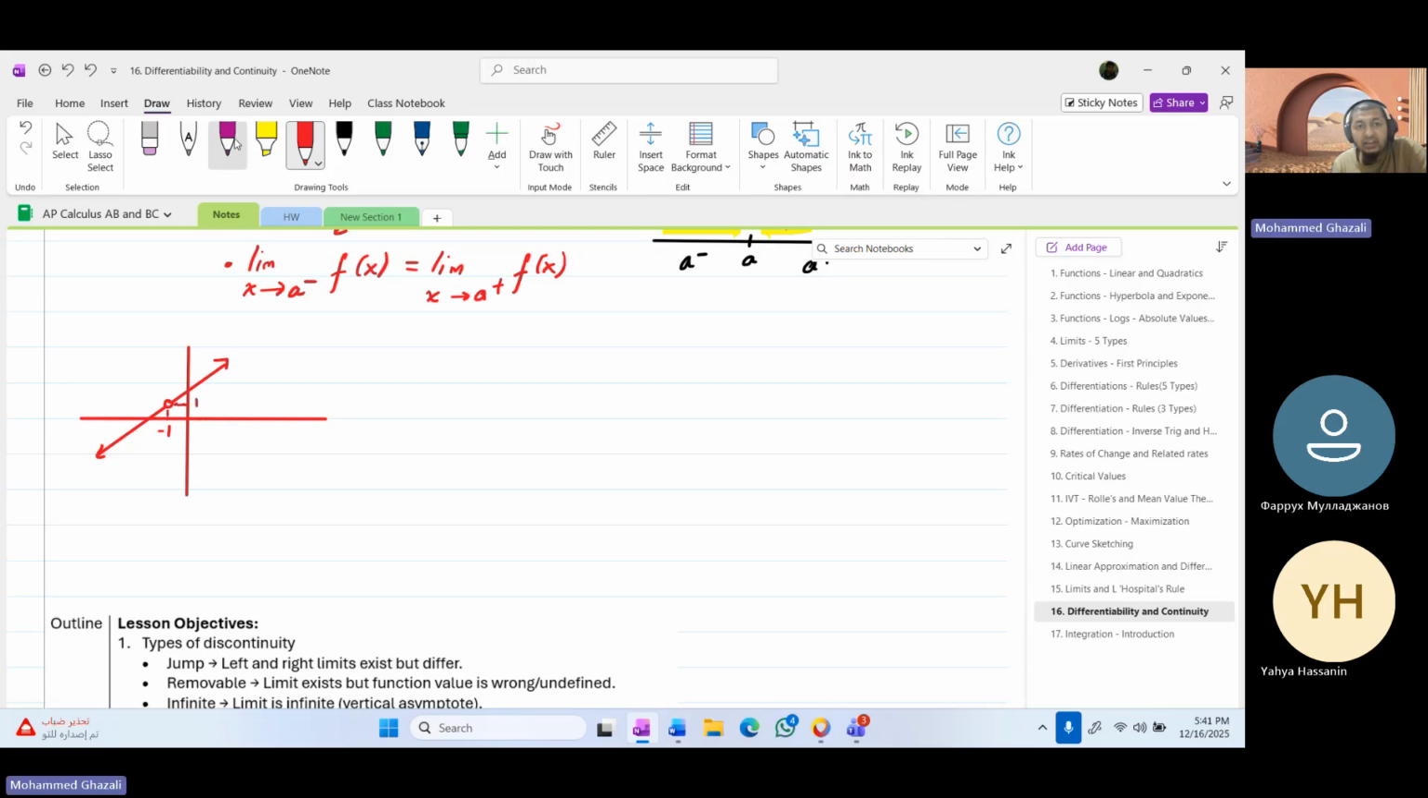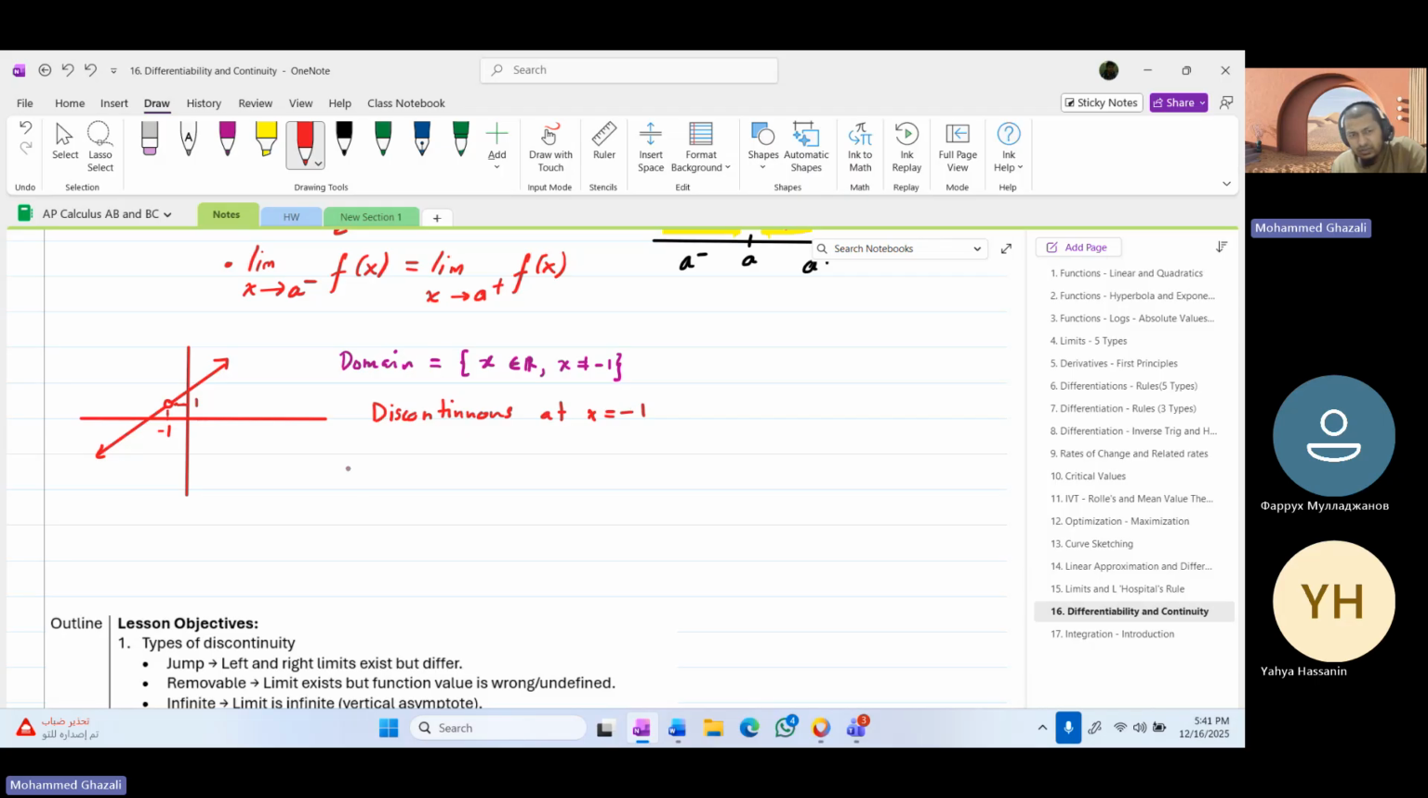So if I ask you, what's the domain of this function? You say the domain is x is an element of the real numbers, but x is not equal to -1. So in other words, this is discontinuous. So we see it is discontinuous at x equal to -1.